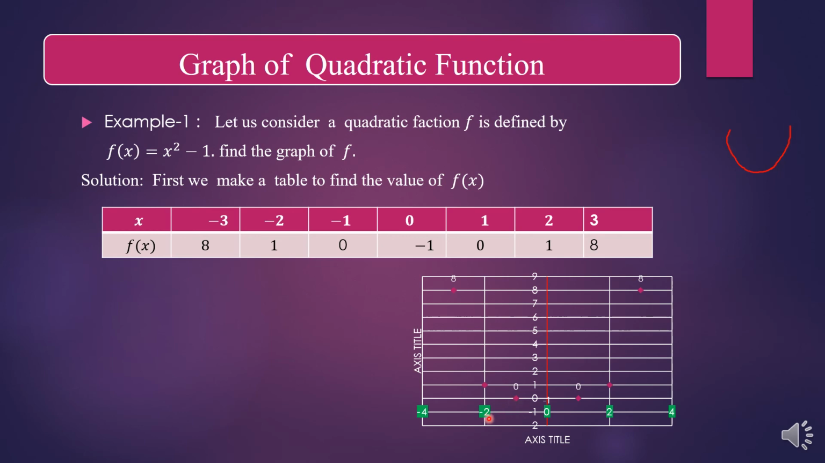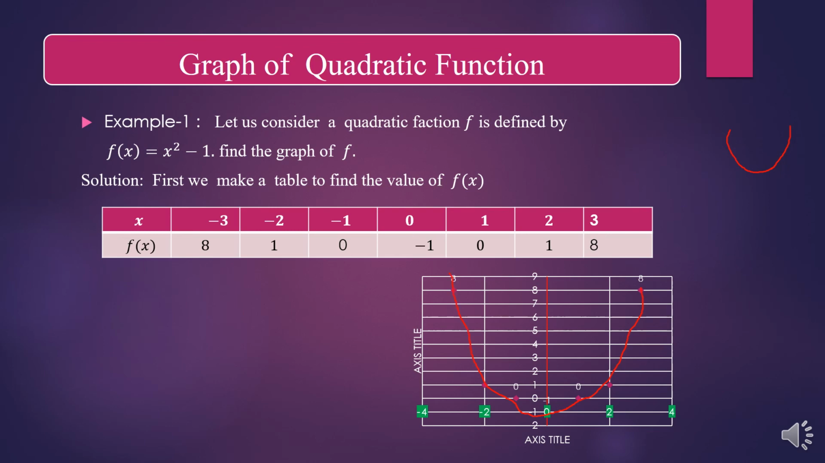When the x value is 1, it will give you 0. When the x value is minus 1, it will give you 0. When the x value is 2, it will give you 3, and when the x value is minus 2, it gives you 3 as well. When the x value is 3, it will give you 8, and when the x value is minus 3, it will give you 8 again, as shown in the table. Then you join all these points together.